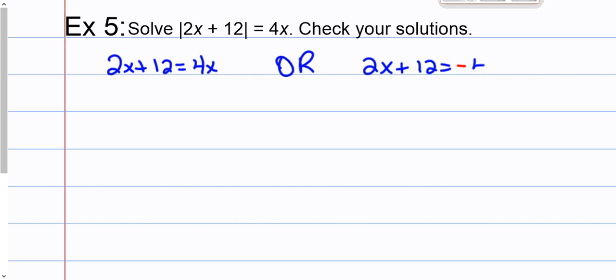Sorry, I'm trying to just write the negative in a different color. Okay, so now let's just go ahead and solve. Once we solve, we'll get our answers and we'll go through and look at what the differences are. Go ahead and get all x's on the left side. So we're going to subtract 4x from both sides.